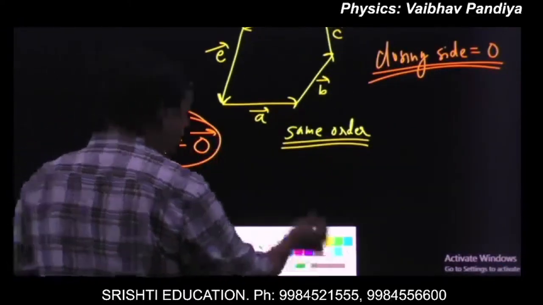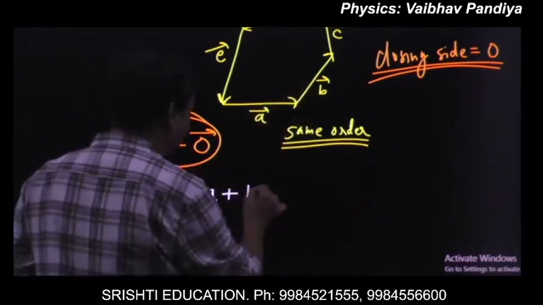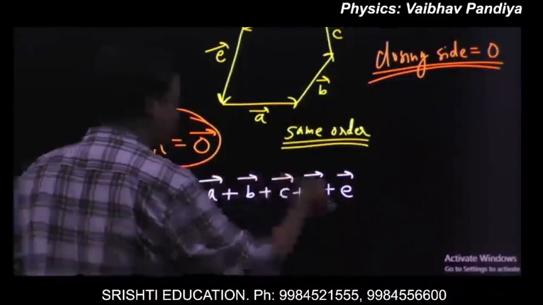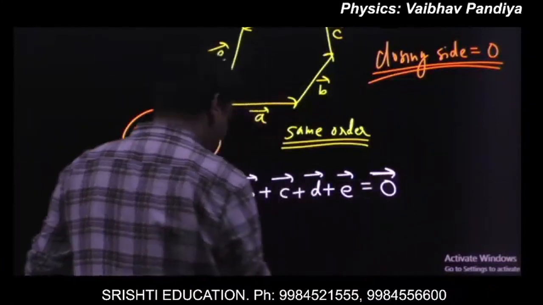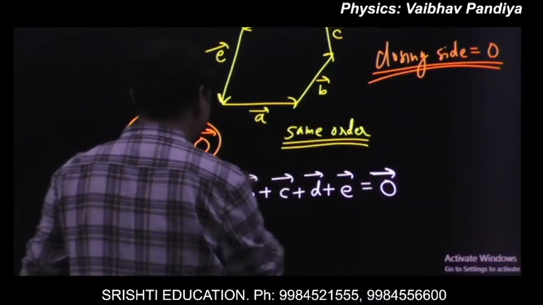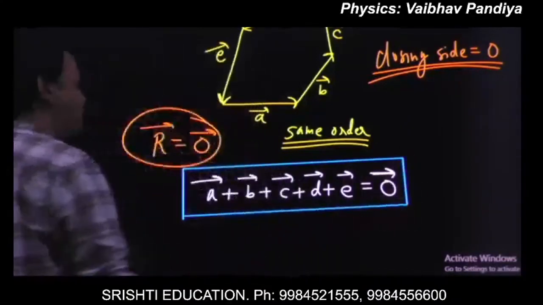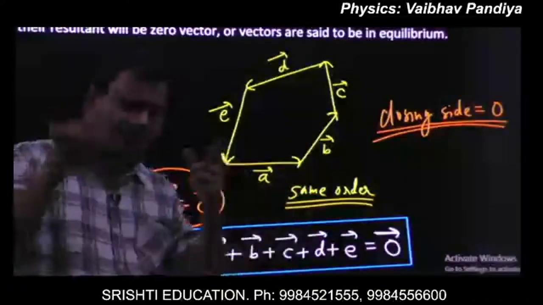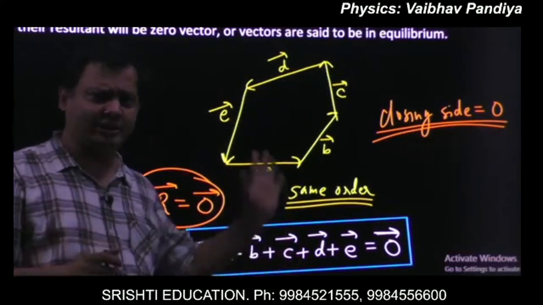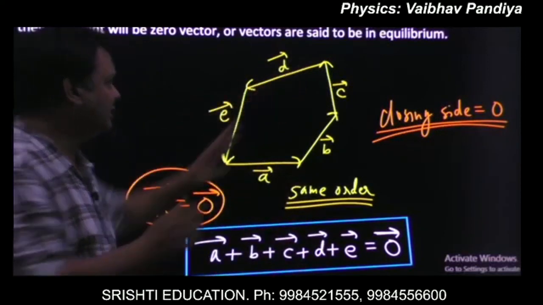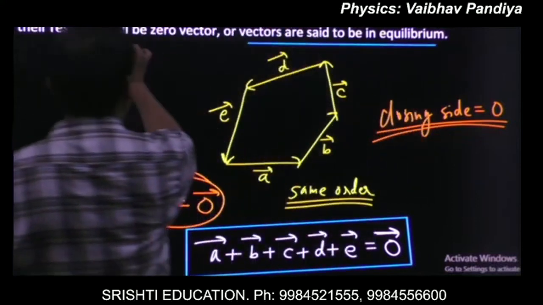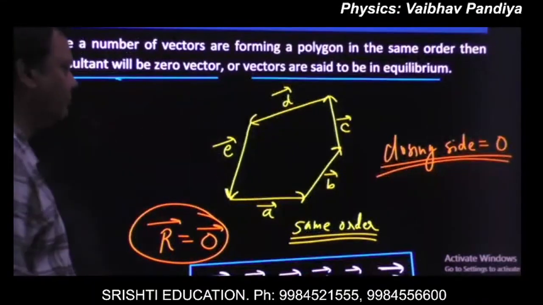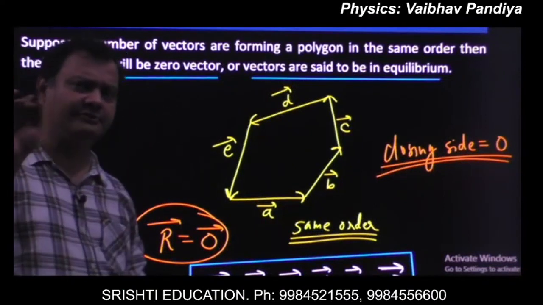When a number of vectors are represented by the adjacent sides of a polygon taken in the same order, they will have 0 resultant. They will have 0 vector as the resultant. The sum will be 0 vector. So whenever you see a number of vectors forming a polygon in the same order, all must be in the same order, you can surely say, just by looking at the figure, that they will be in equilibrium. Equilibrium means the vectors have 0 resultant. Okay, this is a very important property. You can note it down. Whenever a polygon is formed by n number of vectors in the same order, it will give you 0 resultant.